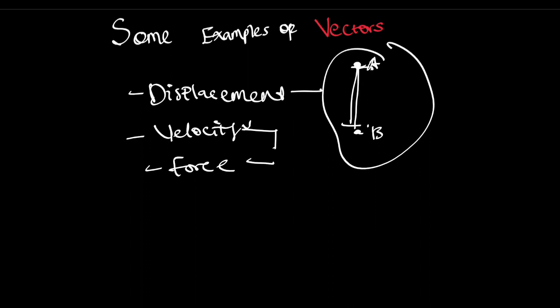So velocity also is a vector quantity. Force is a vector quantity. What are other examples of vector quantities you have to take note of? There are many. Weight is a vector quantity. Electric flux is a vector quantity. Angular momentum, vector quantity. Net torque, vector quantity. Momentum, vector quantity. Electric field strength or electric field intensity are all vector quantities.